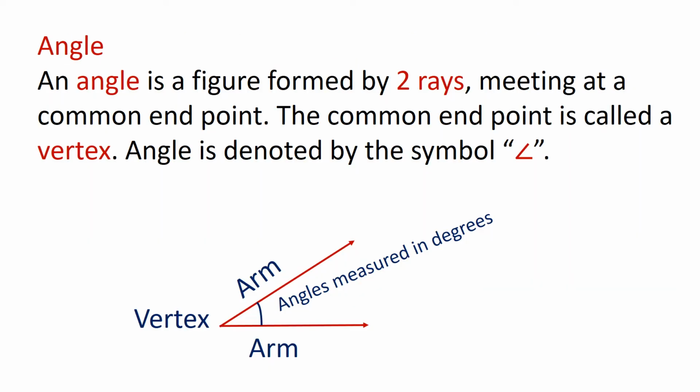Angle. What is an angle? An angle is a figure formed by two rays meeting at a common end point. The common end point is called the vertex. Angle is denoted by the symbol shown here. You can see an angle here. The two rays are the arms of the angle. And you can see the vertex. And the angles measured in degrees are written in the middle.